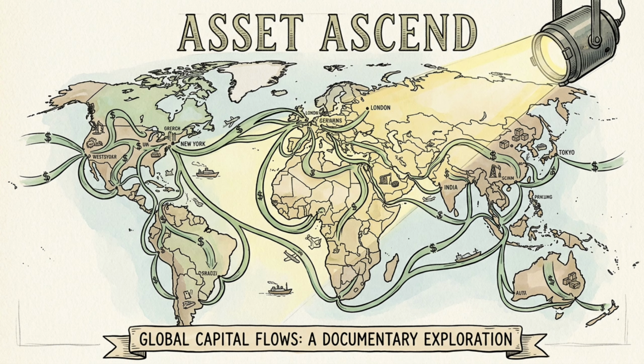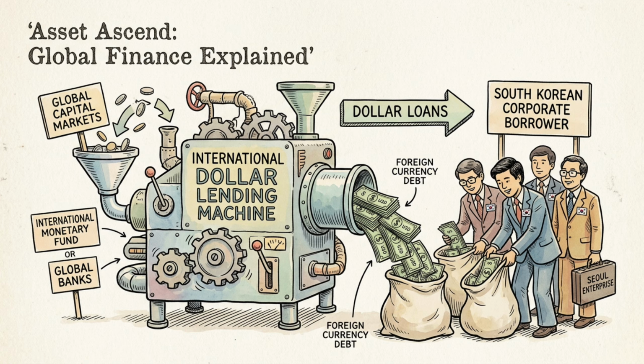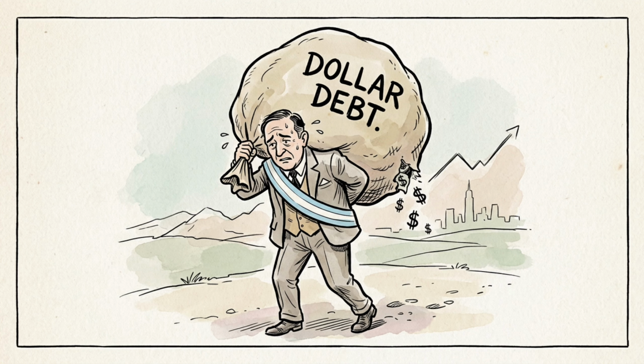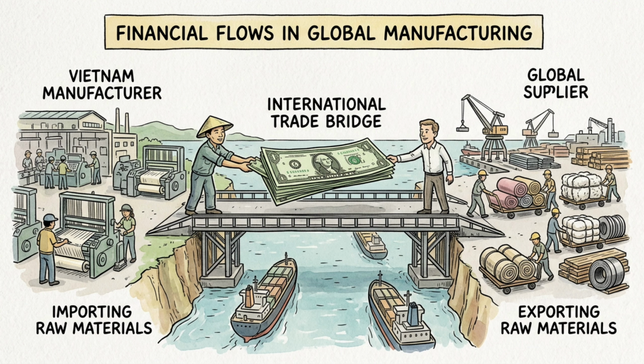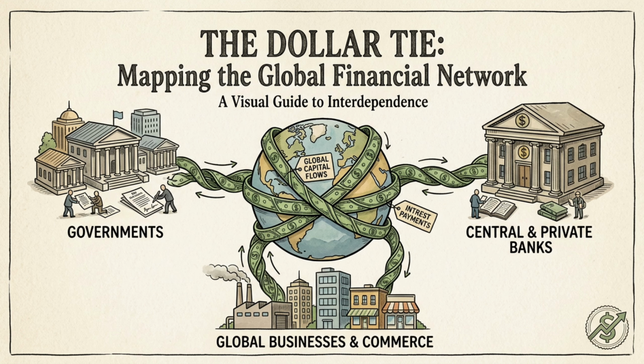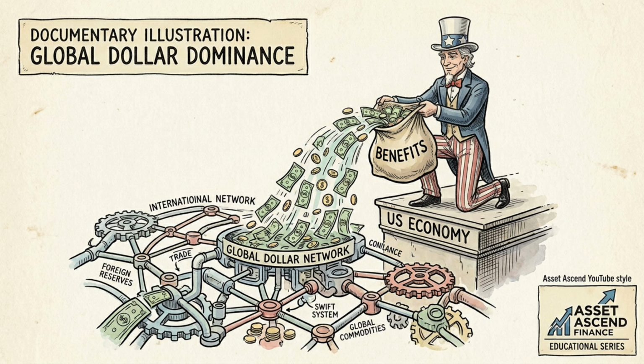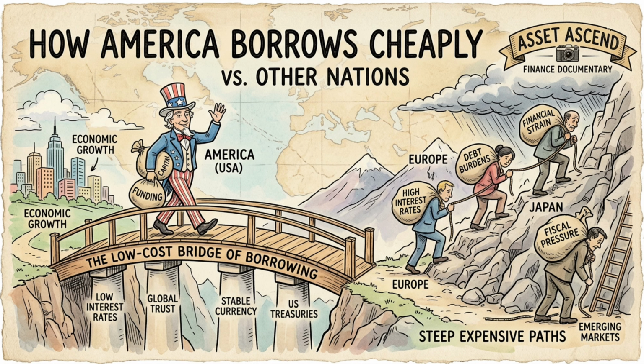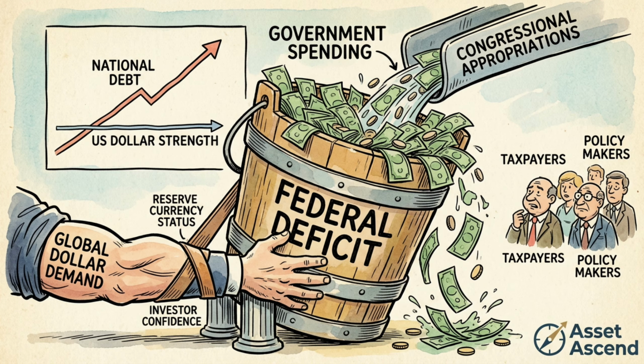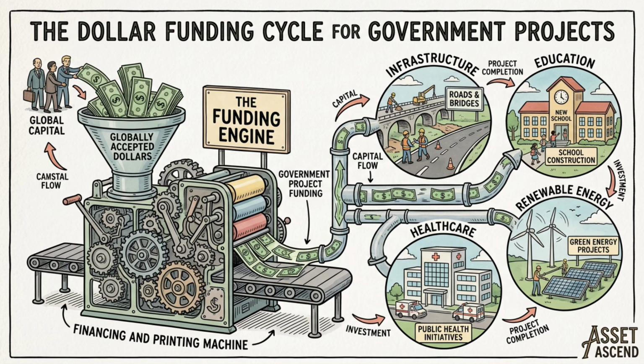Think about what this means. A company in South Korea may borrow dollars. A government in Argentina may owe dollars. A manufacturer in Vietnam may buy materials using dollars. The global economy became deeply connected to one currency. This created an extraordinary advantage for the United States. America can borrow money more cheaply than many other countries. It can run larger deficits, and it can finance spending in ways others cannot.